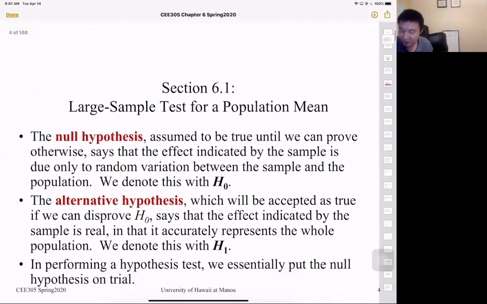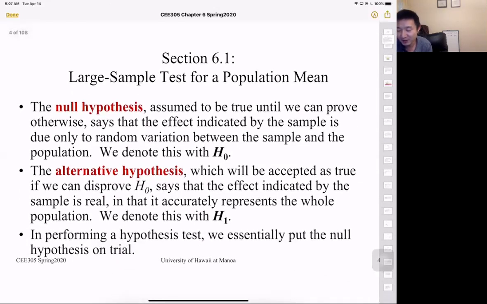Section 6.1 is a large sample test, which is a hypothesis test for a population mean. Remember section 5.1. 5.1 is the large sample confidence interval for a population mean. Okay, so the setup is the same for the first section of chapter 5 and chapter 6. And the next couple of slides will introduce some new definitions, new words.